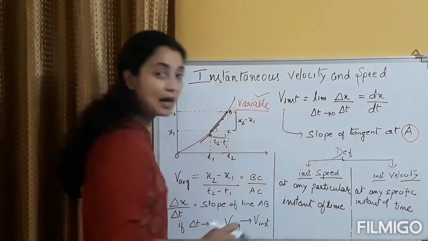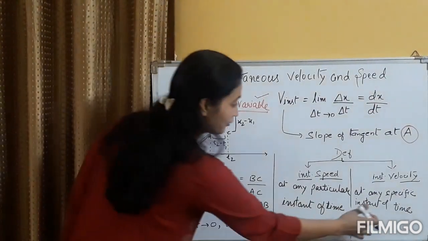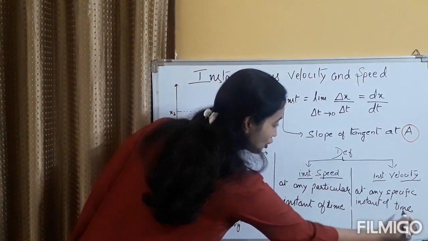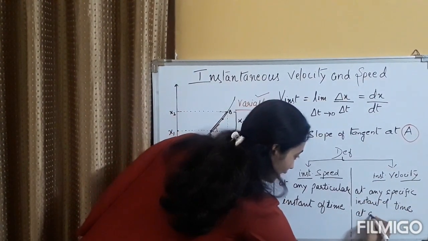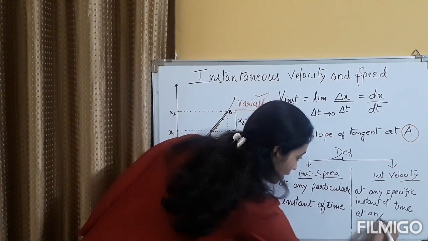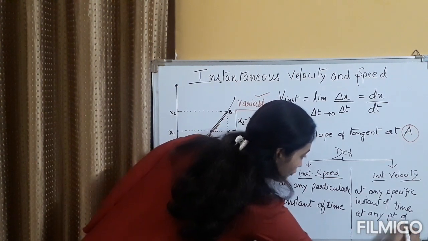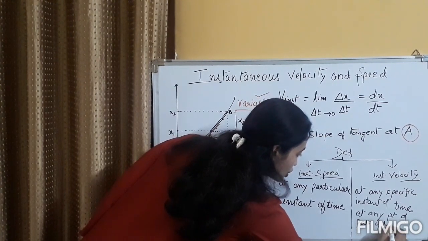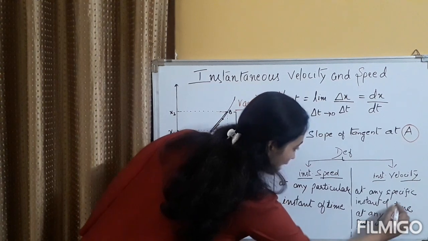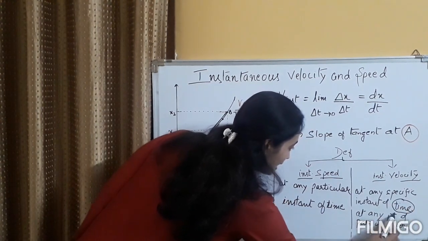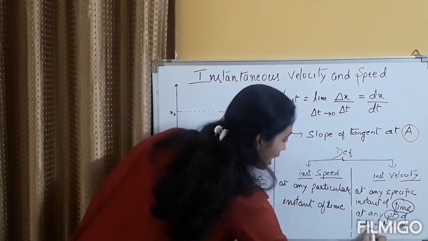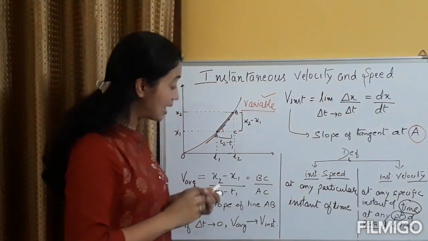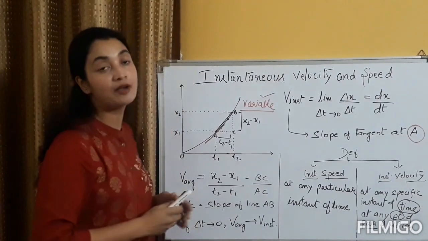Plus we are going to add something because this is incomplete. If we talk about velocity, it is the velocity at any specific instant of time, at any point of the path of motion, at any particular time as well as at any particular point of the path of motion of the body. So this is how we understand instantaneous speed and velocity.